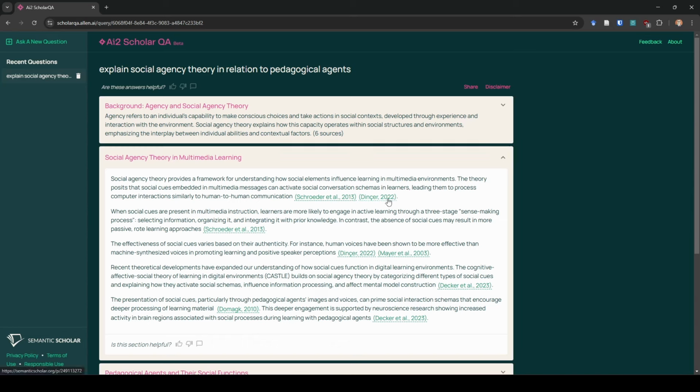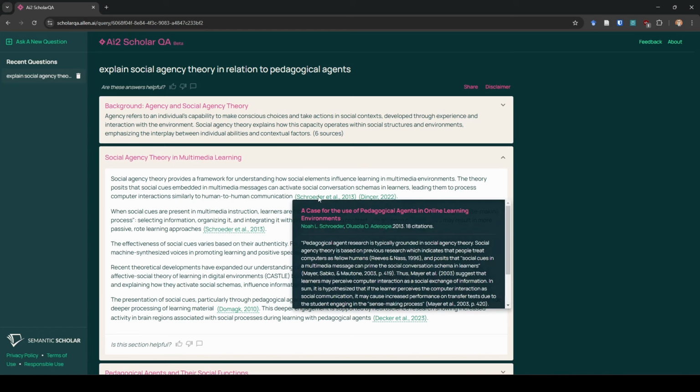It is not citing the original paper here, though. The original paper was by Mayer et al., 2003. It's actually this paper down here. So it's citing more recent papers that talked about this and probably cited the Mayer paper. Like, I know that I cited the Mayer paper.